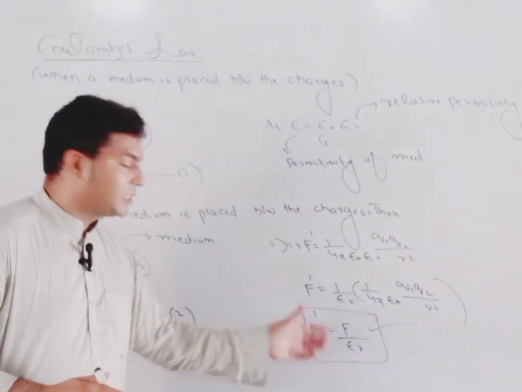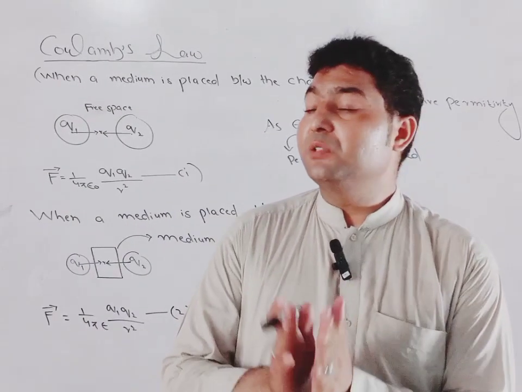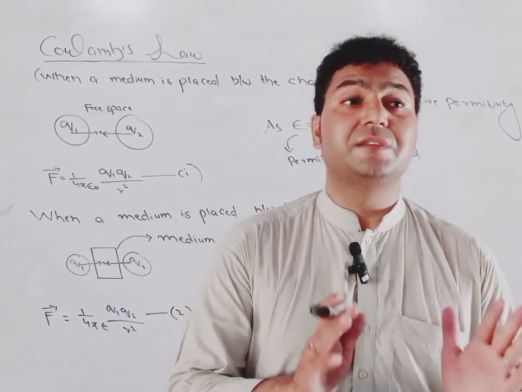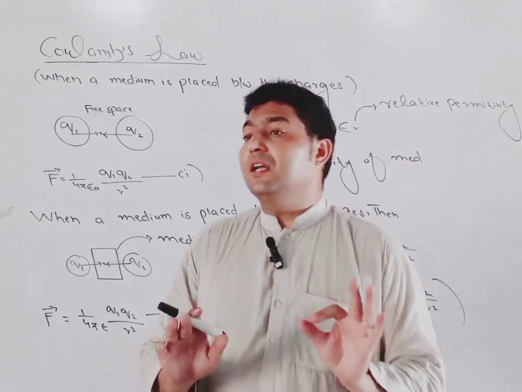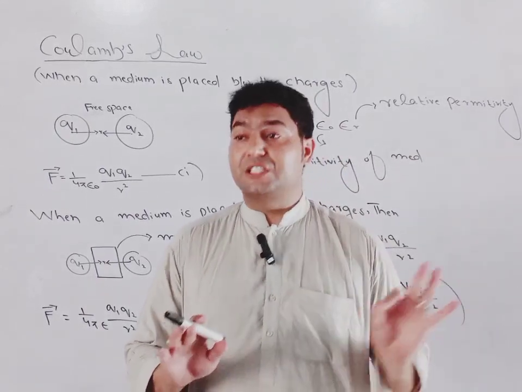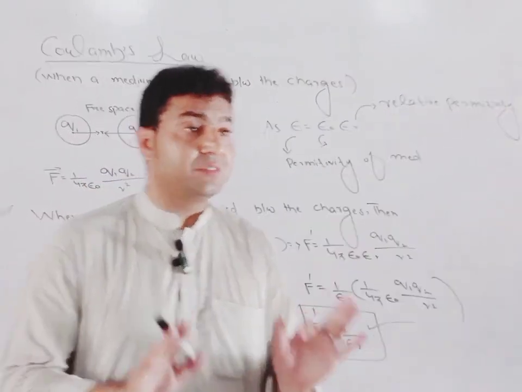So from this equation it is clear that when a medium is placed between two point charges, the force of attraction or repulsion between them decreases. Is it clear? When a material medium is placed between two point charges, then the electrostatic force of attraction or repulsion will decrease.